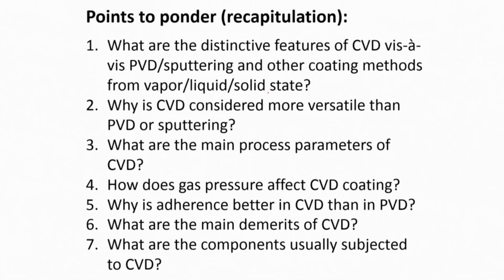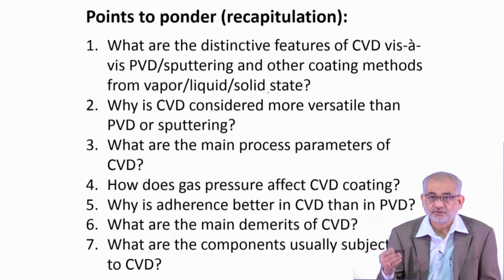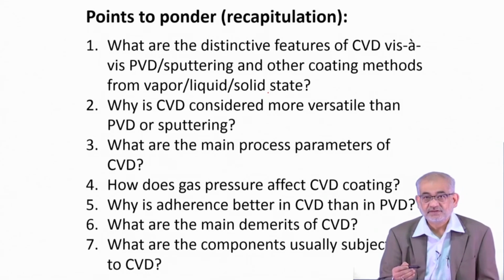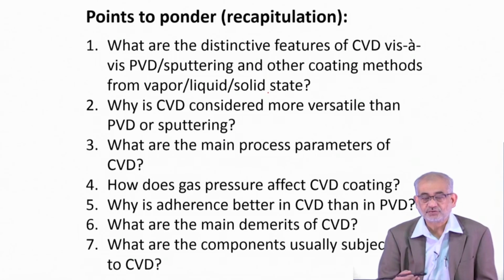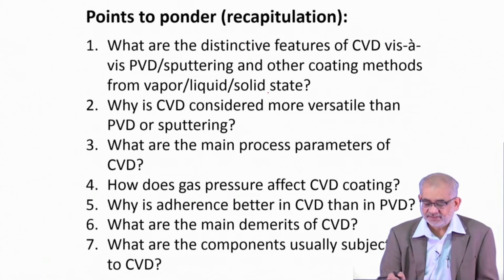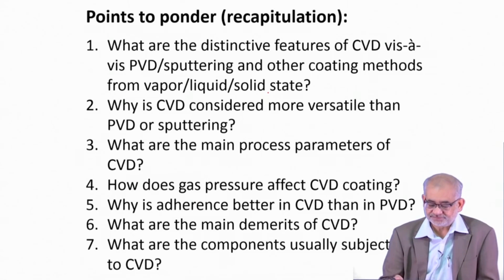The process parameters we have discussed are mostly the composition, the flow rate, the temperature, the time, substrate condition, and so on. The gas pressure is very important, because we saw that in case of low pressure CVD, we can increase the kinetics of the process much faster, and also the demerits like auto doping and so on can be avoided to a large extent. The adherence in CVD is better because of the possibilities of not only diffusion but even a thin chemical reaction layer at the surface, which makes it more adherent.